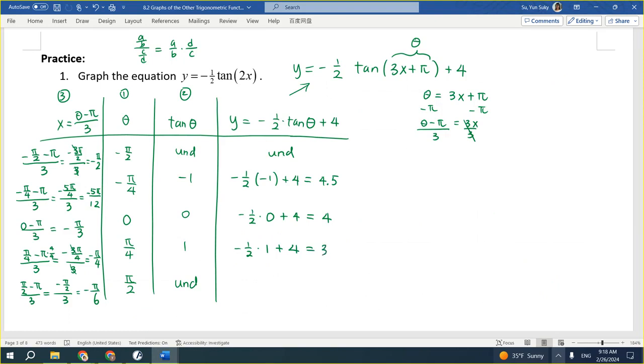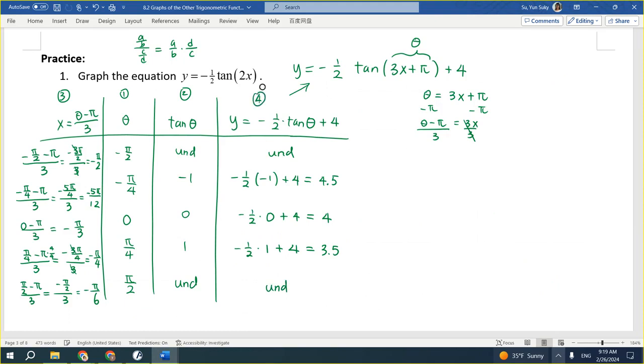Yes, very good. That's 3.5. How about when you try to plug in an undefined number, you get undefined. Very good. Yes, everybody? We figure out the table.